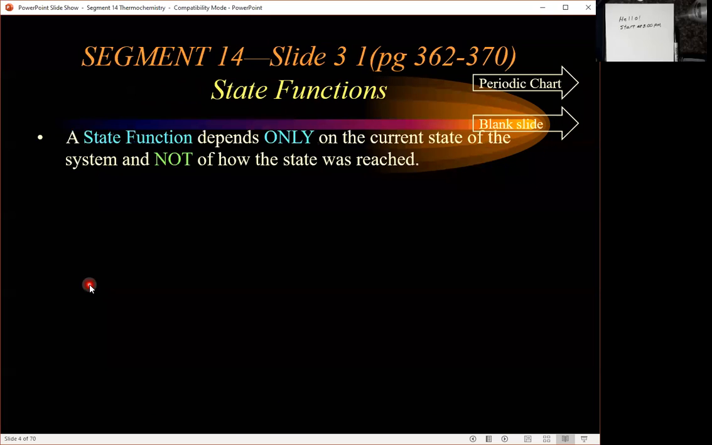Okay. Now, we've talked about state functions. Let's look at them again. A state function depends only on the current state, not how it was arrived at. So we don't care about the pathway that's followed. State functions don't change.